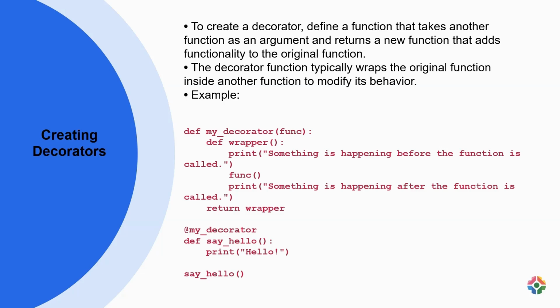To apply the decorator to a function, you use the decorator name syntax above the function definition. In this case, myDecorator is placed above the sayHello function. When sayHello is called, it executes the wrapper function, which includes the desired behavior modifications before and after executing the original sayHello function. By understanding and implementing decorators, you can efficiently enhance the functionality of your code without modifying the original functions.